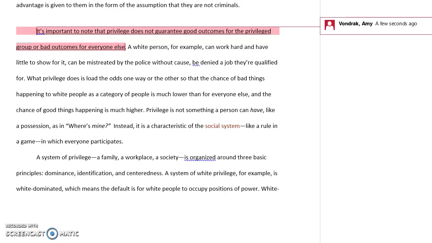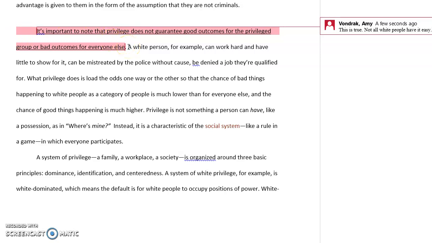So here, I want to put a note, like, this is true. I want to say that outcomes can be different. Not all white people have it easy. Okay, so let's keep going.